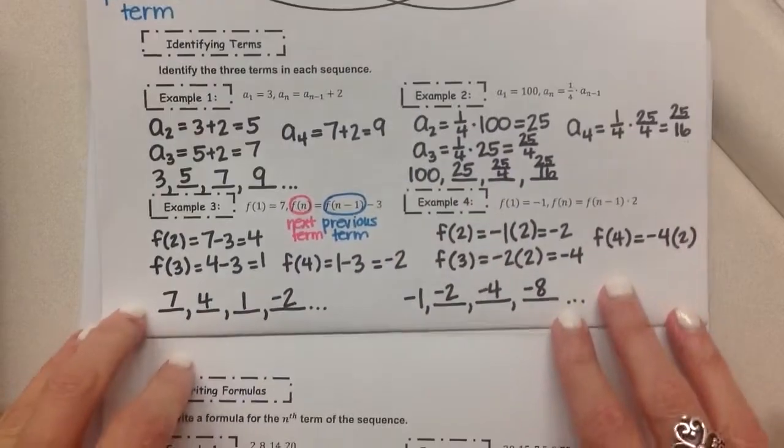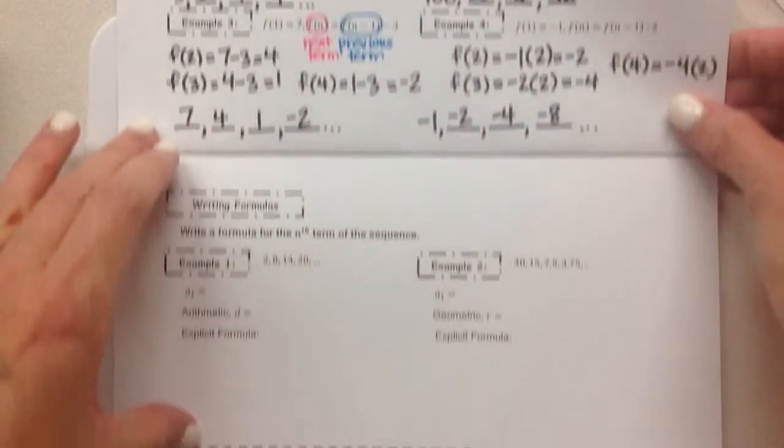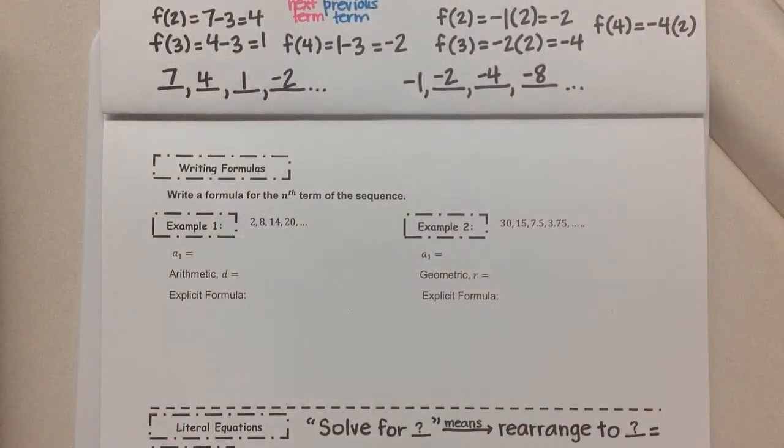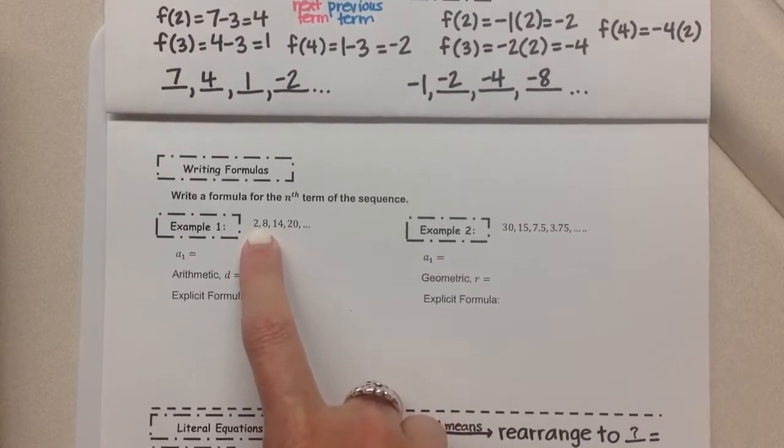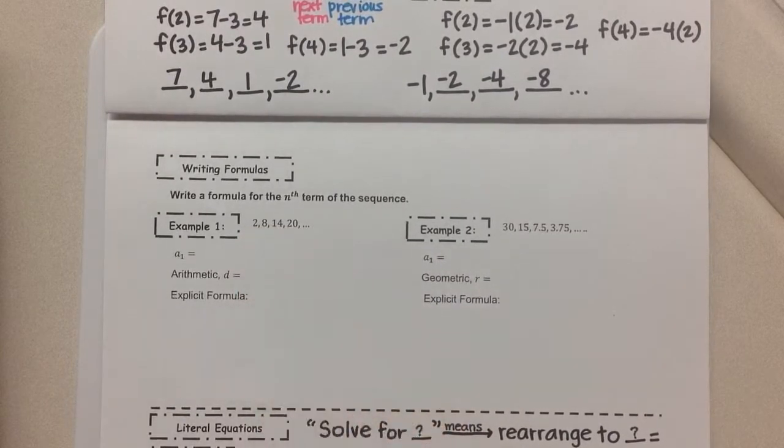All right, so let's review how to write formulas. We're going to write a formula for the nth term of the sequence. They tell us that this is arithmetic. So if I look at 2, 8, 14, 20, I need to figure out what number I am adding or subtracting to get to the next number. How do I go from 2 to 8? How do I go from 8 to 14? How do I go from 14 to 20?